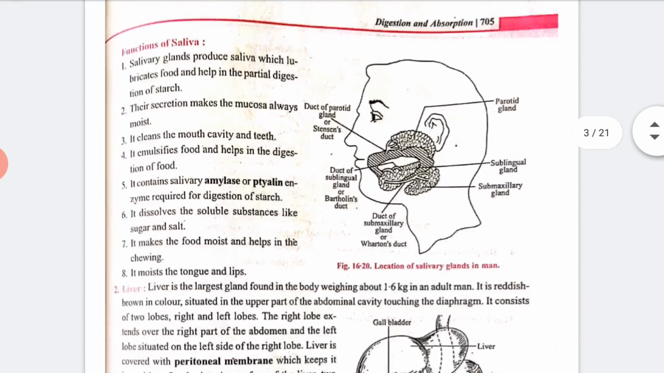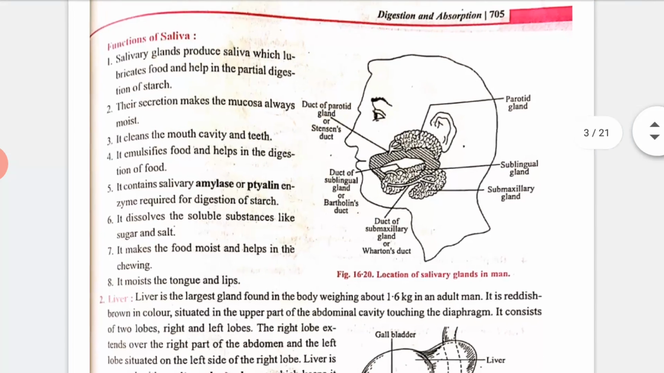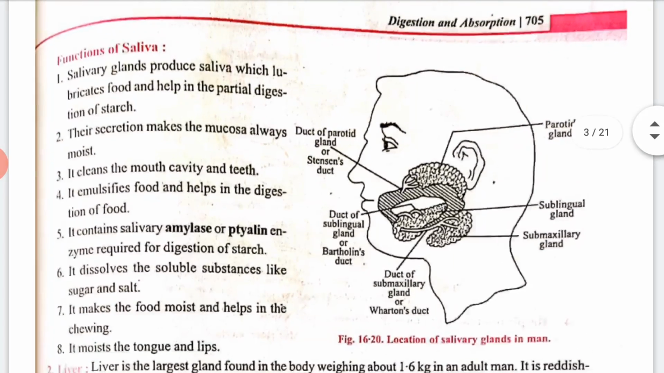So what is the function of saliva? Let's see. You can see a structure given here, my dear students. The salivary glands produce saliva, which lubricates food and helps in partial digestion of starch. Their secretion also keeps the mucosa always moist, and it cleans the mouth cavity and teeth. It contains salivary amylase, or ptyalin, the enzyme required for the digestion of starch.